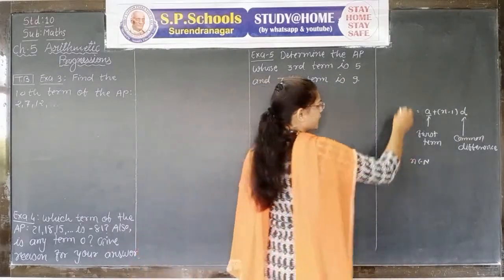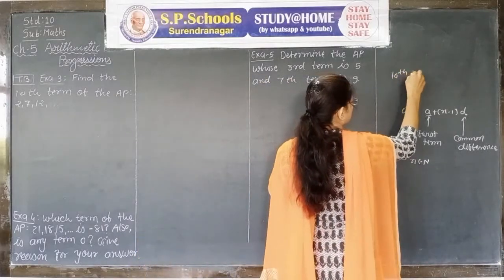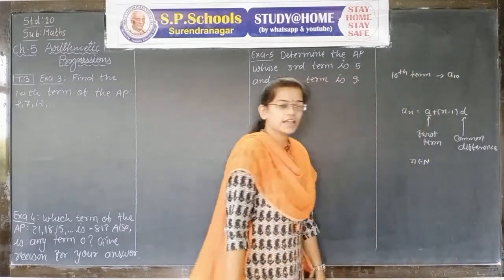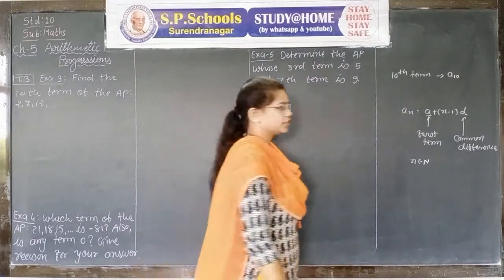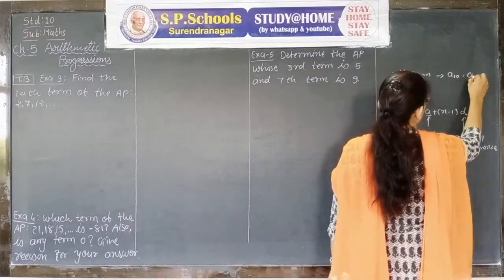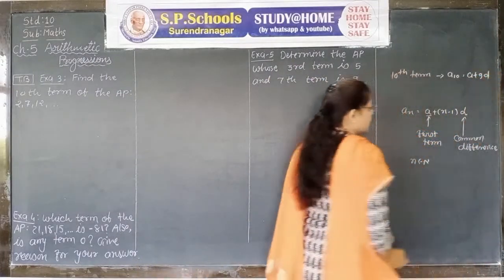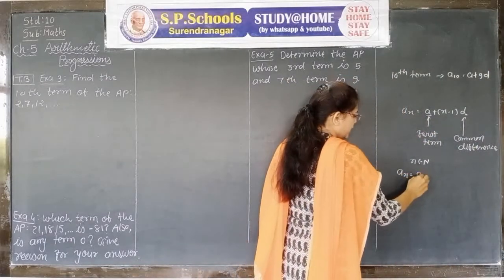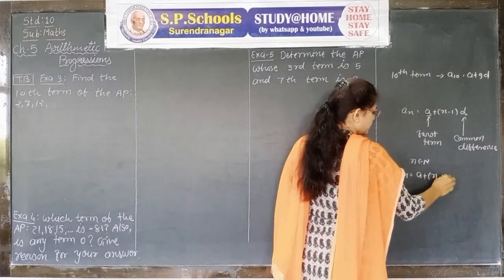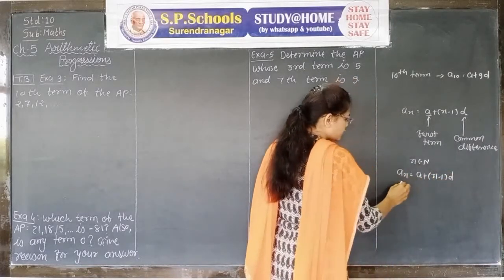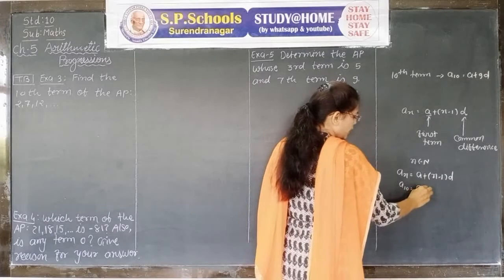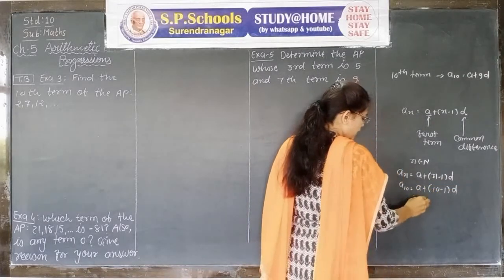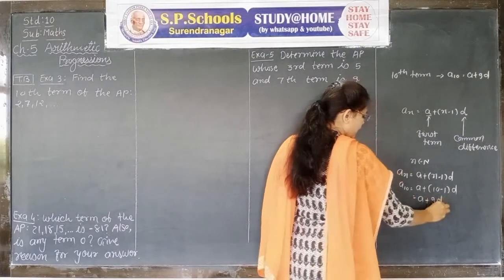Whenever we need to find the 10th term, we use a10. a10 is used to find the 10th term. a10 is equals to a plus 9 into d. Now how does it come? It comes from the formula an equals a plus n minus 1 into d. Instead of small n, we put n equals 10: a plus 10 minus 1 into d, and 10 minus 1 is 9, so 9d.